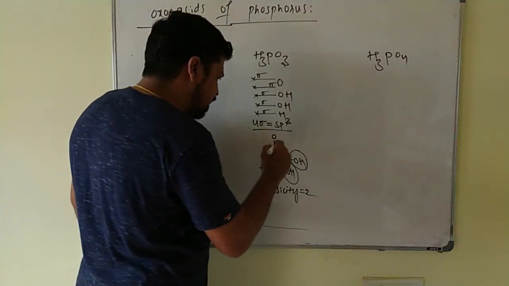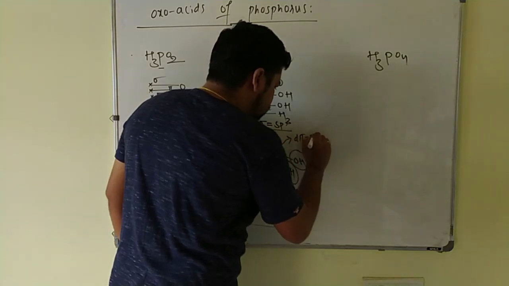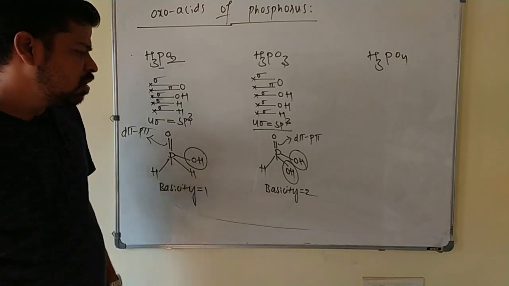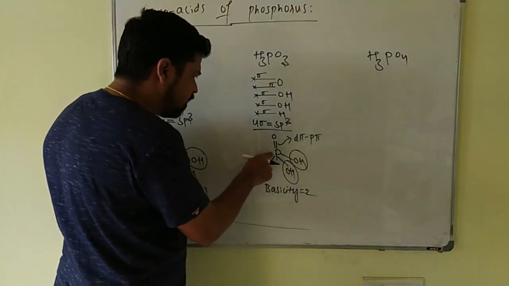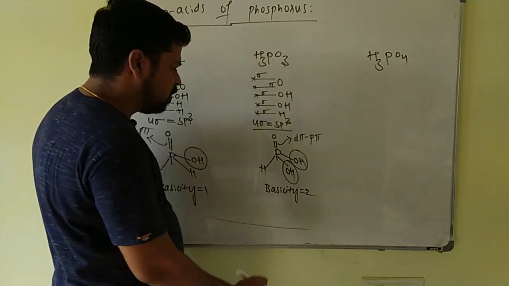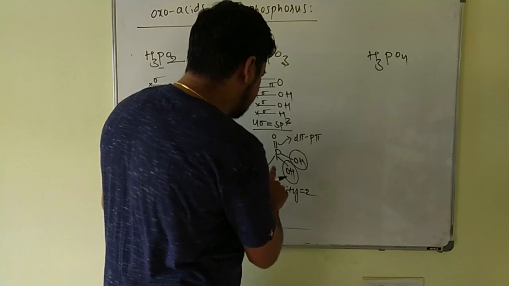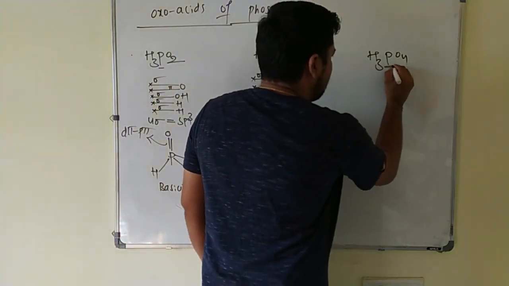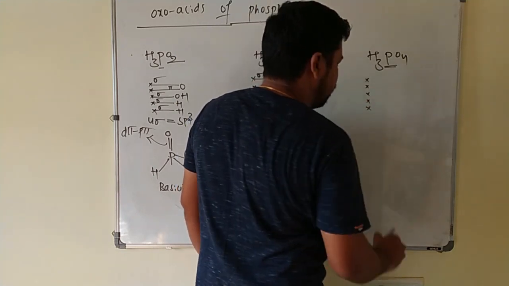Next thing you can write here also, it is having one dπ-pπ multiple bond. It is also tetrahedral in nature. Hybridization is what? Again sp3 here. So this is a dibasic acid. It is also having reducing property. Next one we will write this one. Again phosphorus is the central atom, 1, 2, 3, 4, 5 electrons.